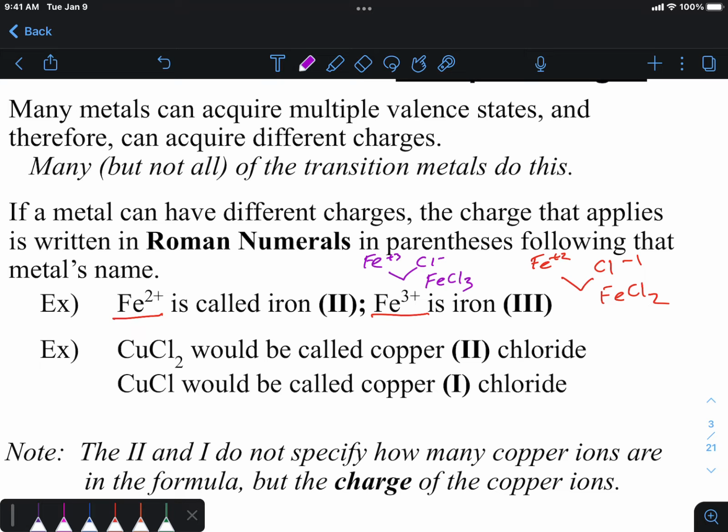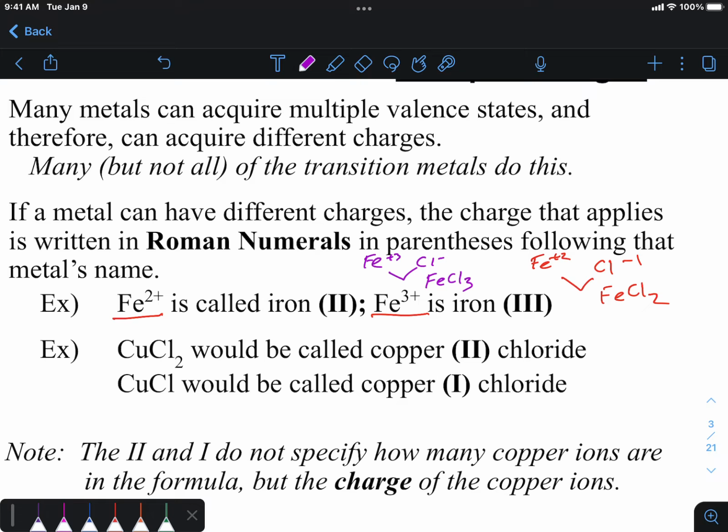So the problem is, if I asked you to name this compound, you would just call it iron chloride, based on what I've taught you. Here's the problem, though. These two compounds behave very differently, and they're different. They have different properties, so we cannot give them the same name.